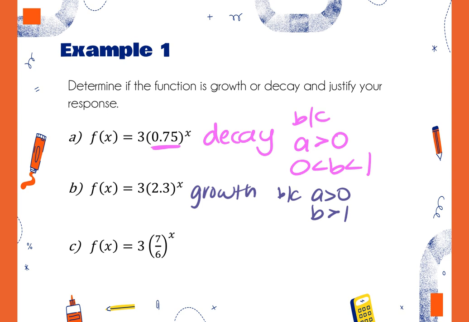And then go to C. A is again positive. So I'm looking at B. Is B in between 0 and 1 or bigger than 1? It's bigger than 1. So even though it's a fraction, it's still bigger than 1. Don't let that fool you. This would have growth or decay? Growth. Because A is greater than 0 and B is greater than 1. Questions on any of those?